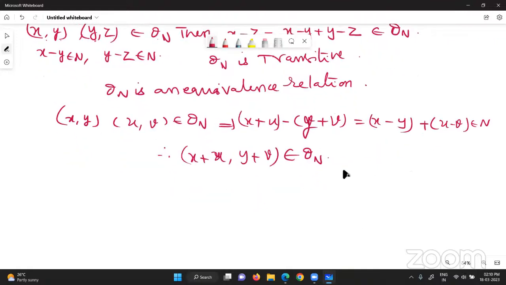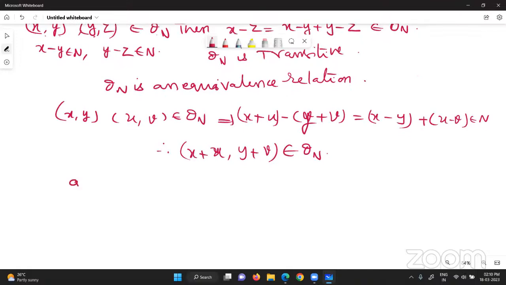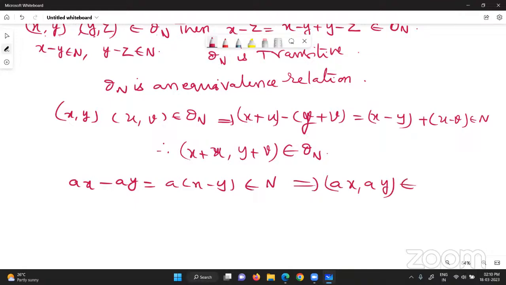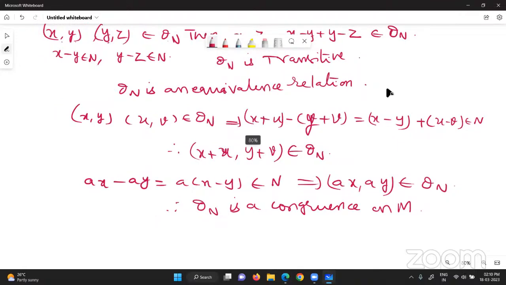And similarly, whenever x minus y belongs to n, ax minus ay, which is a into (x minus y), belongs to n, which implies (ax, ay) belongs to theta n. Therefore, theta n is a congruence on M. So this is one important property. That is the reason I am focusing on this congruence.